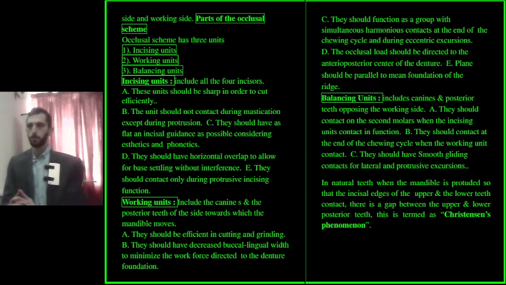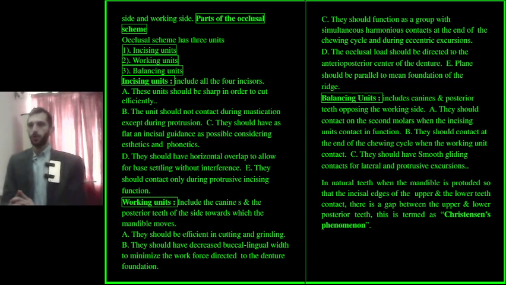Balancing units include canines and posterior teeth opposing the working side. A. They should contact on the second molars when the incising unit contact in function. B. They should contact at the end of the chewing cycle when the working unit contact. C. They should have smooth gliding contacts for lateral and protrusive extrusions.